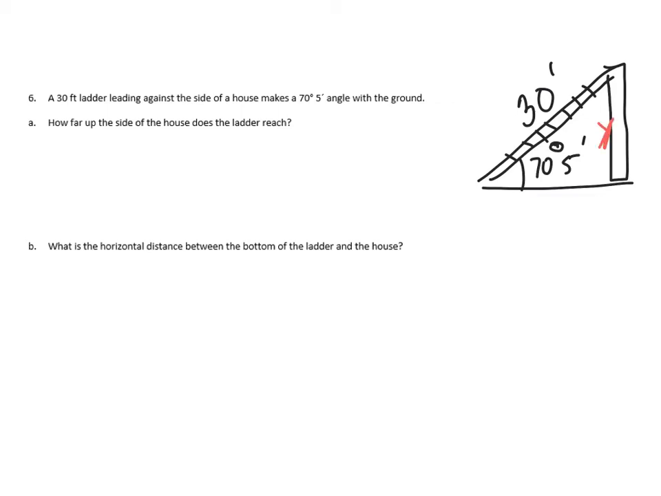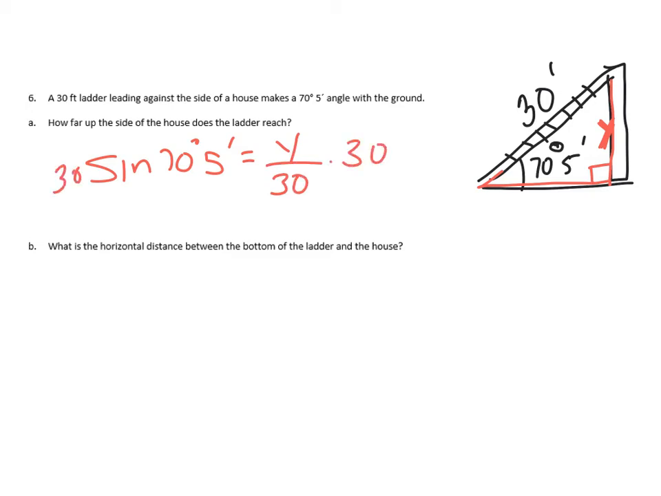So I'll call this y because it's going up and down. So I'm looking for this side of the right triangle. So looking from the 70 degree 5-minute angle, which two sides are in play? I got opposite is what I'm trying to find, and hypotenuse is what I have, the 30 feet. So it sounds like I'm doing a sine function. So opposite over hypotenuse. Multiply both sides by 30, and I get it's about 28.2 feet up the wall.